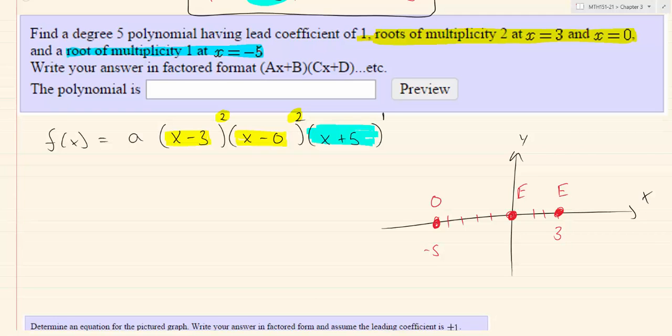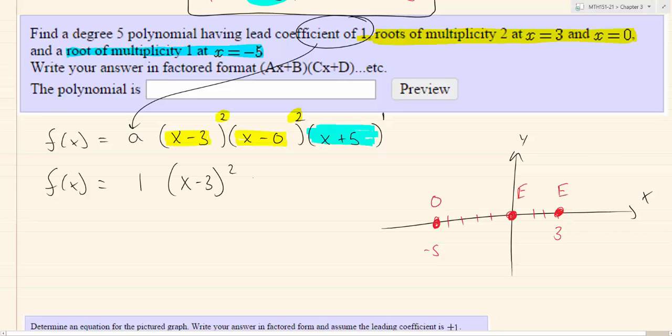So now if we do some simplifying, and they do tell us we have a coefficient of 1, so we know that a is 1. So f of x equals 1 times x minus 3 squared times x squared times x plus 5.